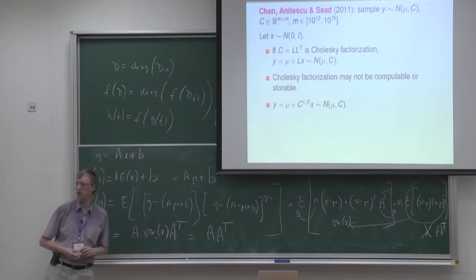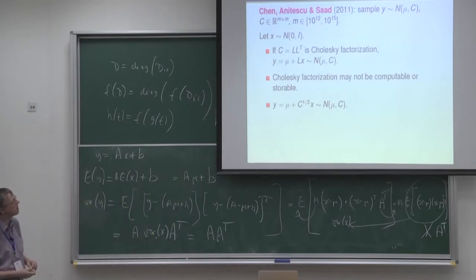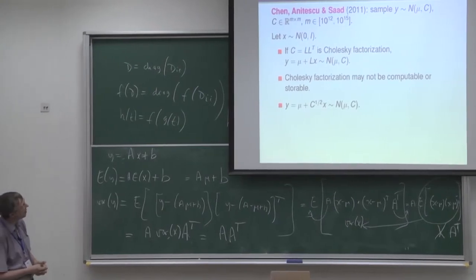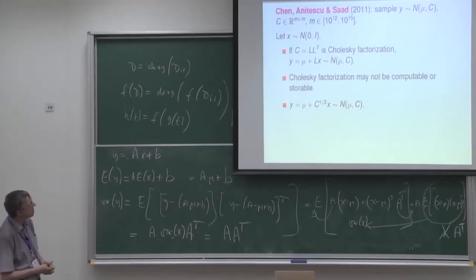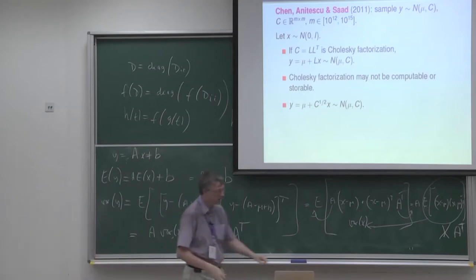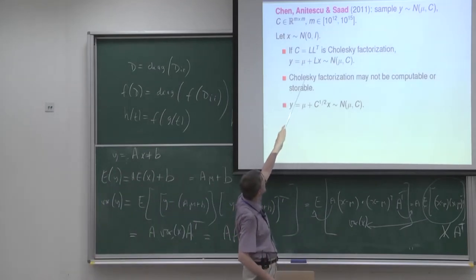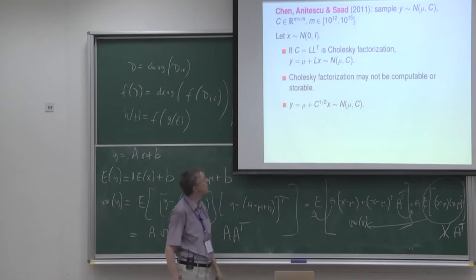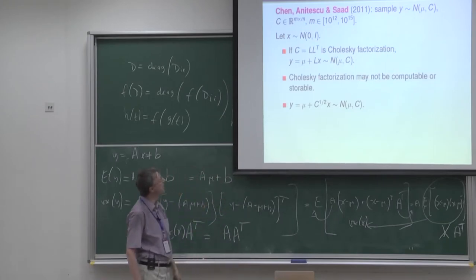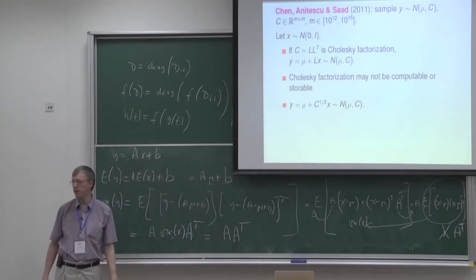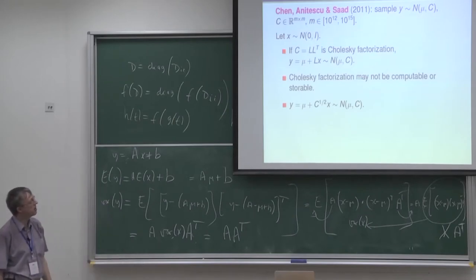Is that okay? So in our case here, we've got A is L. So the variance of y given by this formula is just LL transpose, and LL transpose is C. So that justifies that statement in the first bullet, that the Cholesky factor of C is the right matrix to put in front of x to get the variance we wanted.